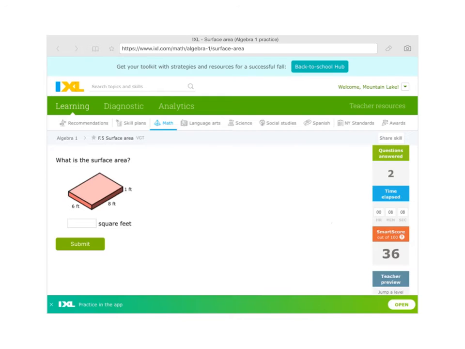So let's solve all that. 2 times 6 is 12. 2 times 8 is 16. 2 times 6 times 8 is 96. So let's add all these areas. 124.